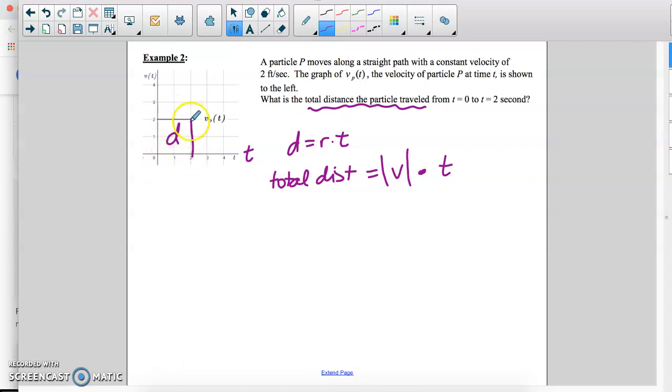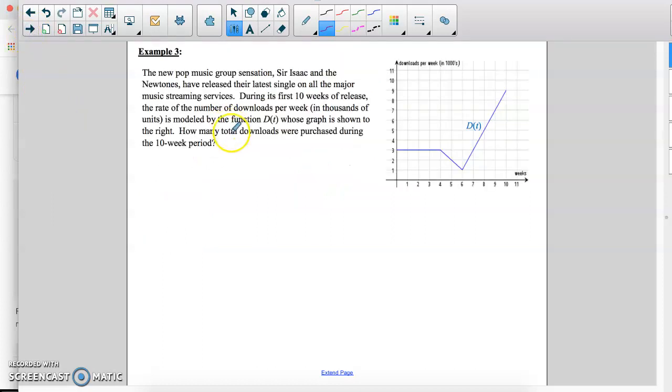Time times velocity. So 2 times 2. So that distance should be 4. And they didn't give us units, so we don't know. Oh, it's feet. Yep, they did give us units here. All right, so it's 4 feet is how far this particle moved. Total distance traveled.